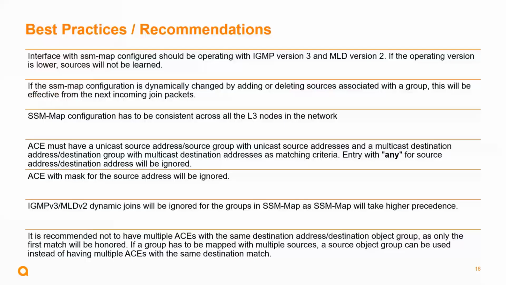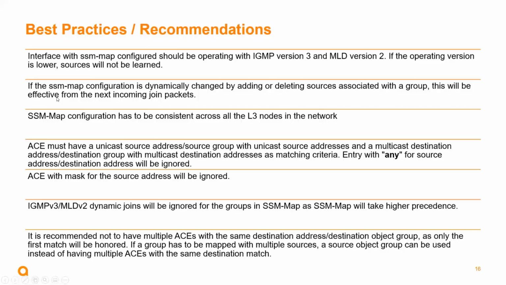Now, best practices. Interfaces with SSM configured should be operating in IGMP version 3 and MLD. If you're running IPv6, then MLD version 2, right? So this is the device, as far as the routing switches. Now, the clients do not support IGMP version 2, but their gateway interface should be IGMP version 3, because we're going to apply the access list to it. So that you have to enable. And the good news is, when you enable IGMP on an interface, by default, it is IGMP version 3.